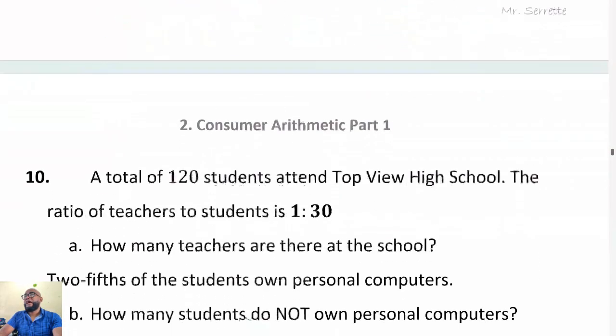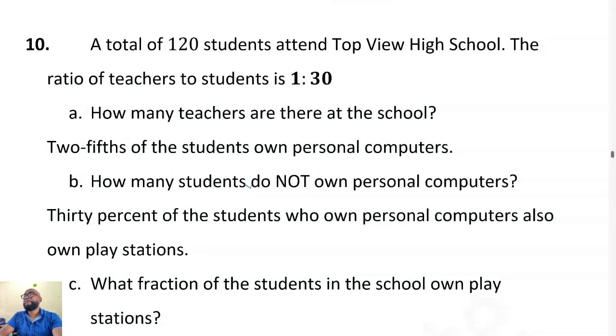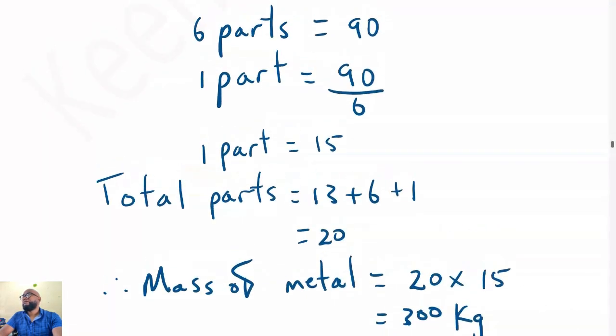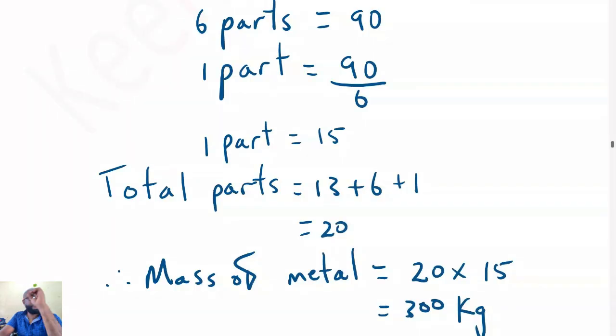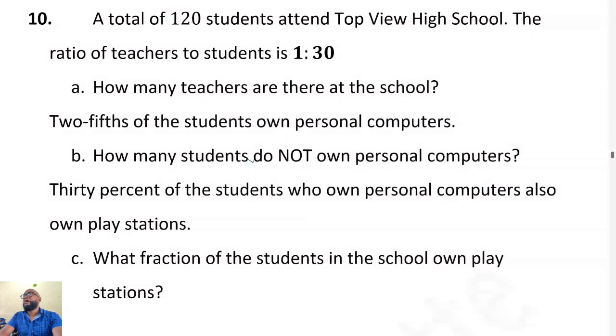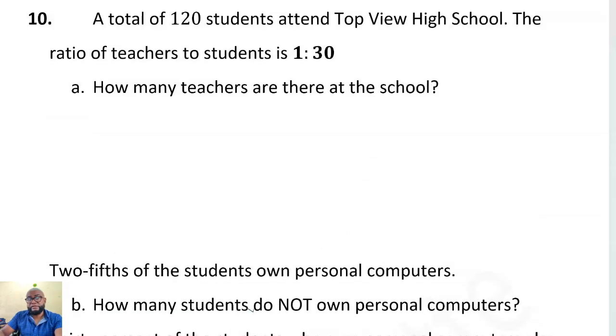And last ratios question. Everybody get this, right? You can post the video on YouTube, so you can always just pause it and copy it down. Last one. A total of 120 students at Top View High School. The ratio of teachers to students will be 1 to 30. So how many parts represent teachers? How many parts represent students? How many teachers are in the school?